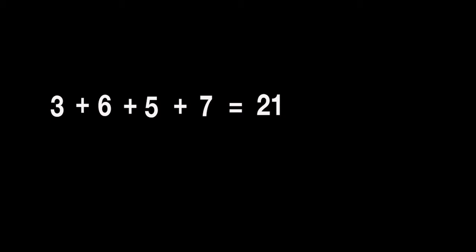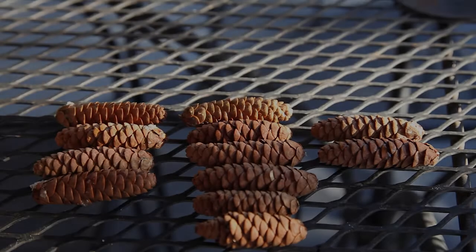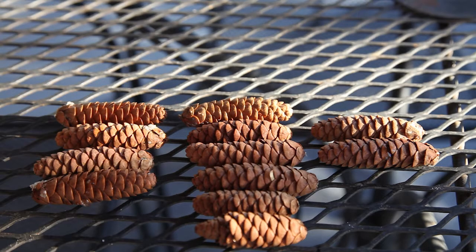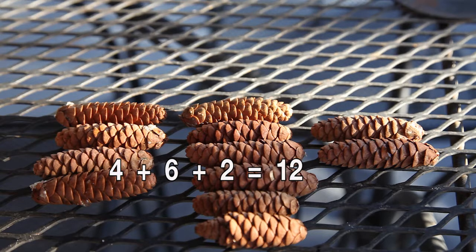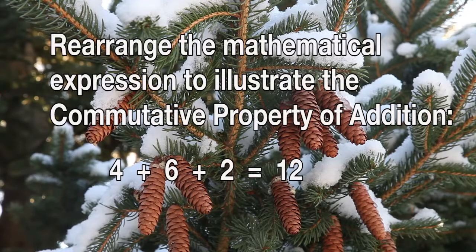As we previously discussed, the commutative property of addition states that changing the order of numbers being added does not change the sum. Shown here are 3 groups of pine cones. The first group has 4 cones, the second group has 6 cones, and the third group has 2 cones. The sum of all the cones is 12. You decide. Rearrange the mathematical expression to illustrate the commutative property of addition.